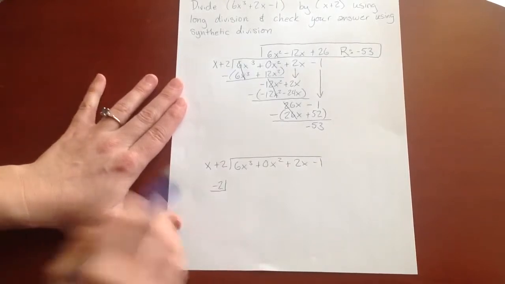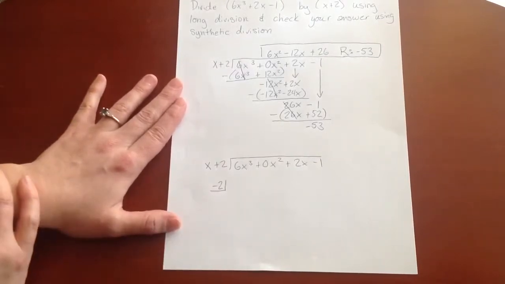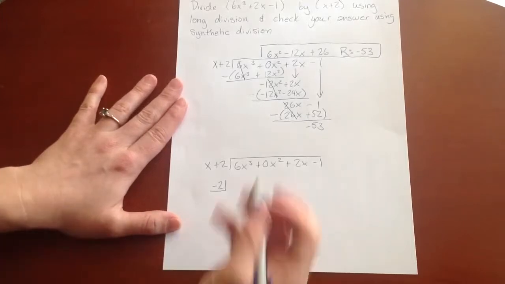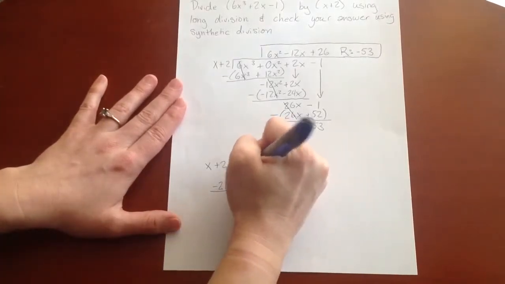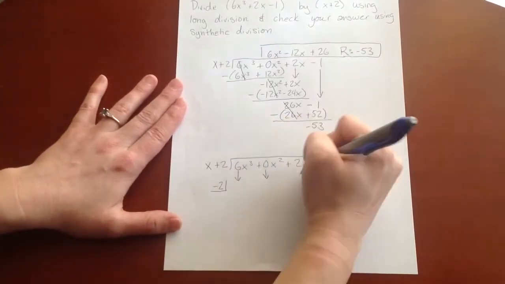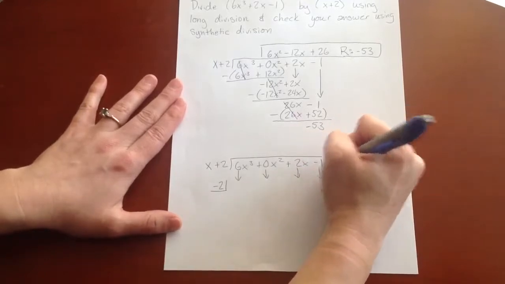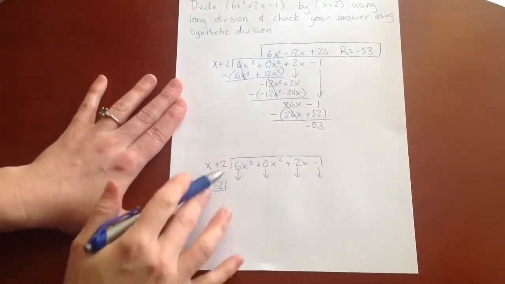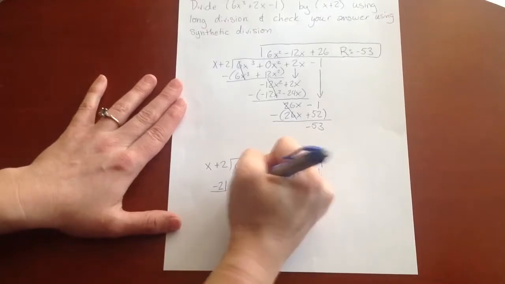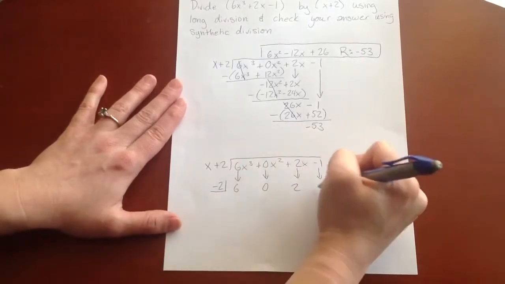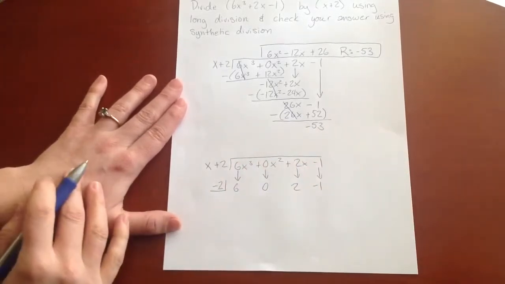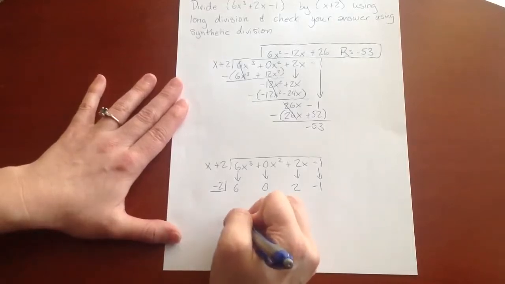I put it in a box to keep it separate from the next few things which we're going to bring down, and that's all the coefficients. We're going to bring down the 6, the 0, the 2, and the -1. Make sure you bring down the signs associated. So 6, 0, 2, and -1. Leave a little space and draw a line.